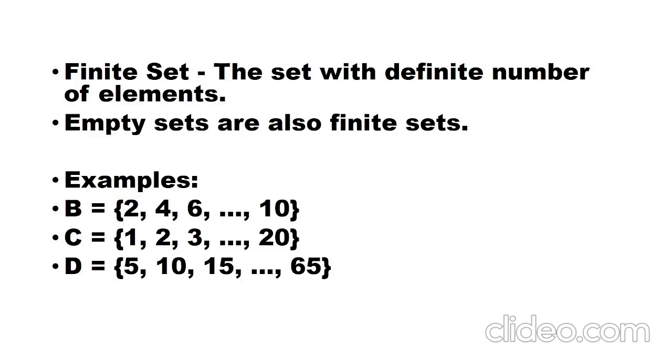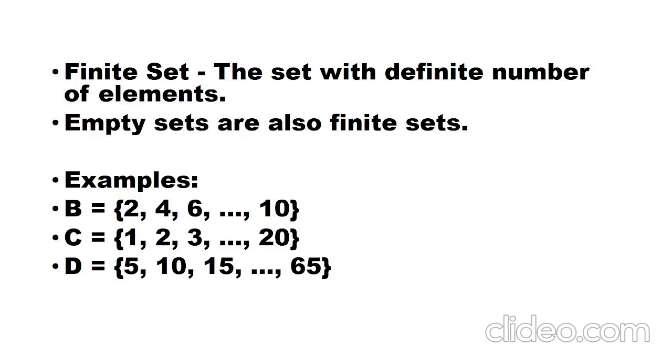Another example of finite sets we have here: set B is equal to 2, 4, 6, and so on until 10. 2, 4, 6, dot dot dot, until 10. So we know that this is a finite set because we can count the number of elements: 2, 4, 6, 8, 10.